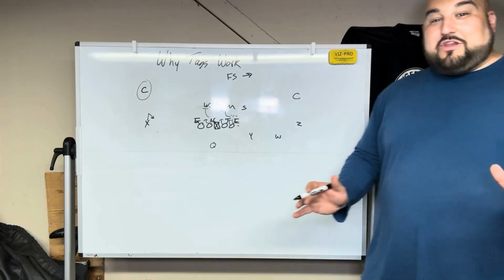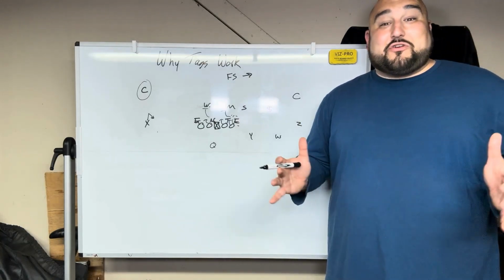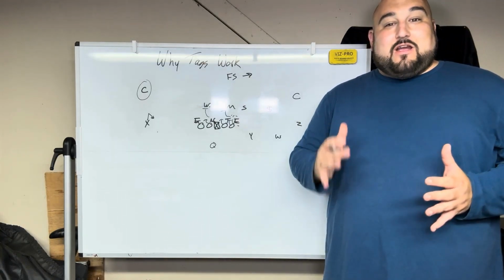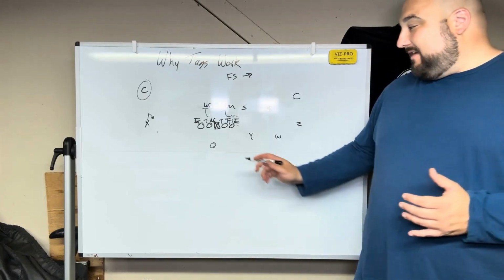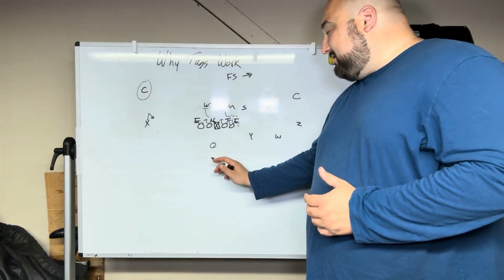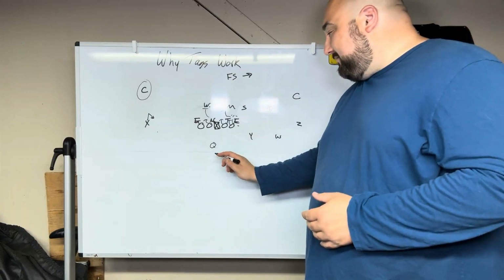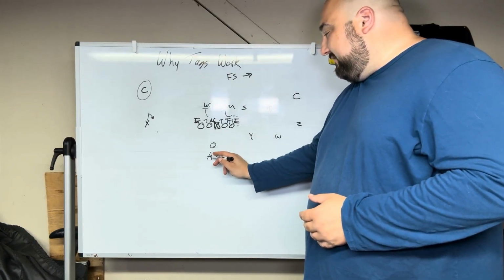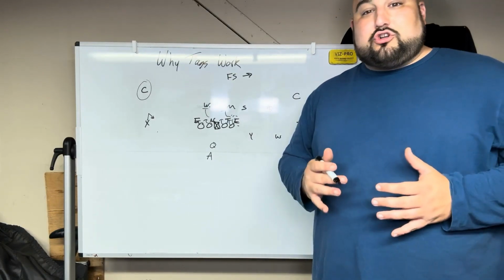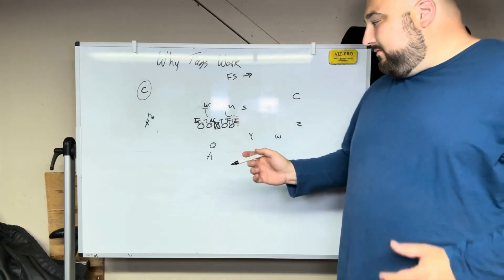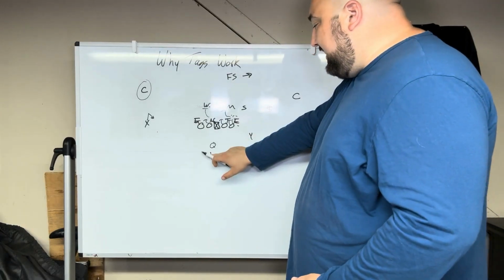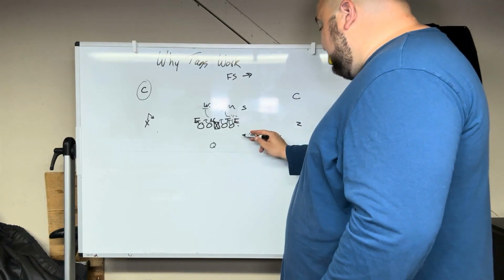a defense. And the beautiful thing about tagging is that it can also create more formations for you. Very, very easy to do. So say, for example, we wanted to go, let's call this trips right, okay? Or 3 receivers to the right. Now, if we wanted to go trips right slot, what would happen is our tailback would line up in the slot.